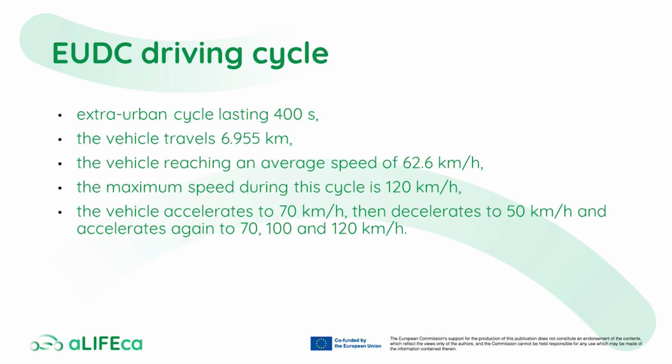EUDC cycle is an extra-urban driving cycle lasting 400 seconds, during which the vehicle travels 6.955 km, reaching an average speed of 62.6 km an hour. The maximum speed during this cycle is 120 km an hour. During this cycle, the vehicle accelerates to 70 km an hour, then decelerates to 50 km an hour, and accelerates again to 70, 100 and 120 km an hour.